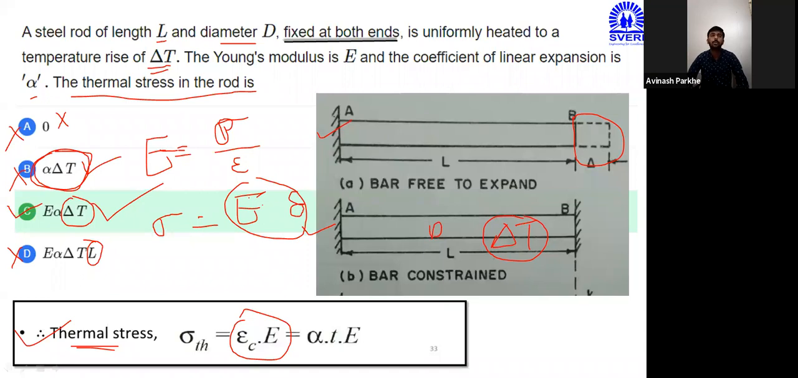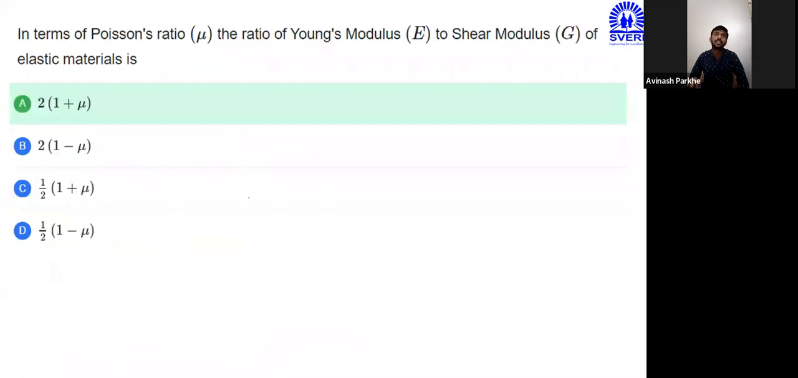Therefore, first of all, we need to understand the concept first, apply your concept. Okay. So this is the problem based on this particular thermal stress condition. So option C is the correct answer. Now here, one more problem I will ask you. Let us say a very simple problem is there.